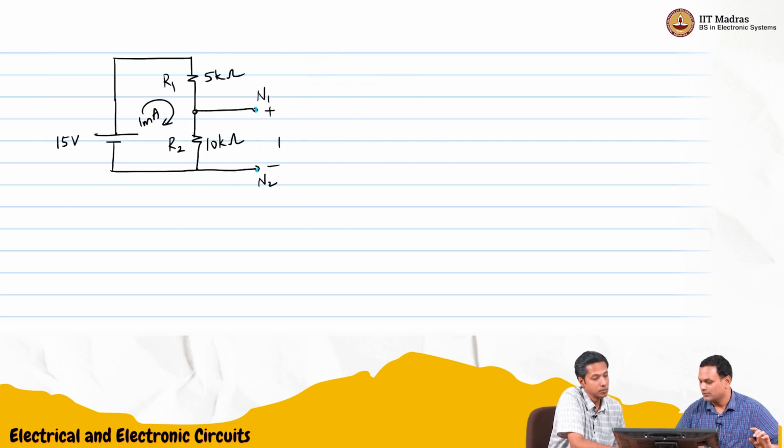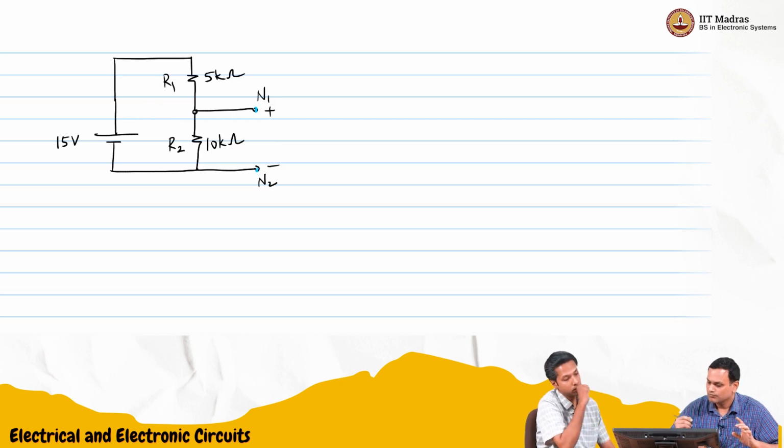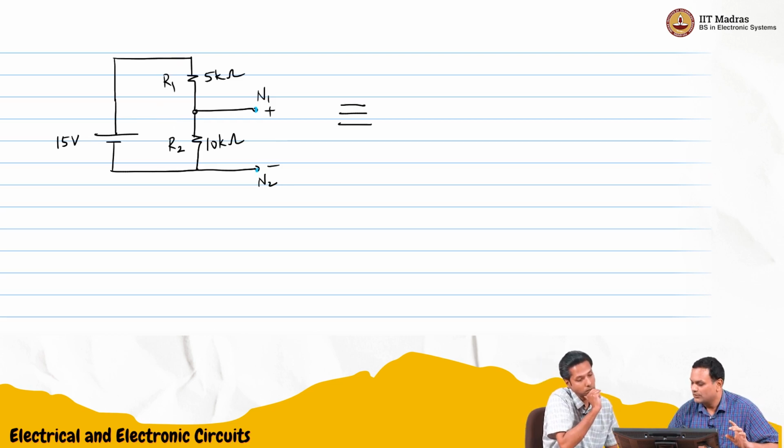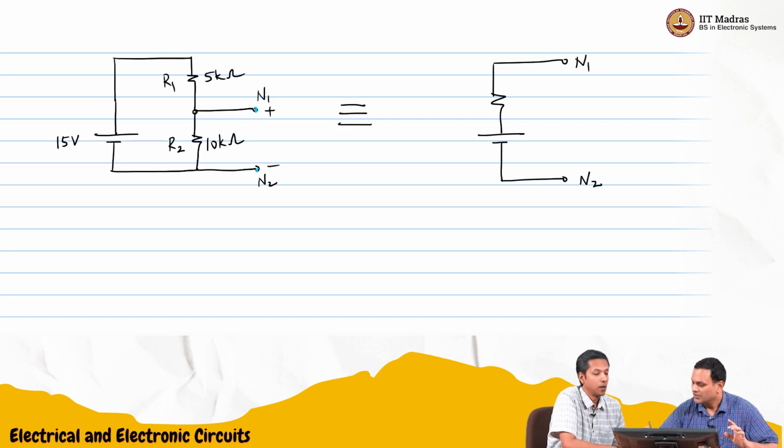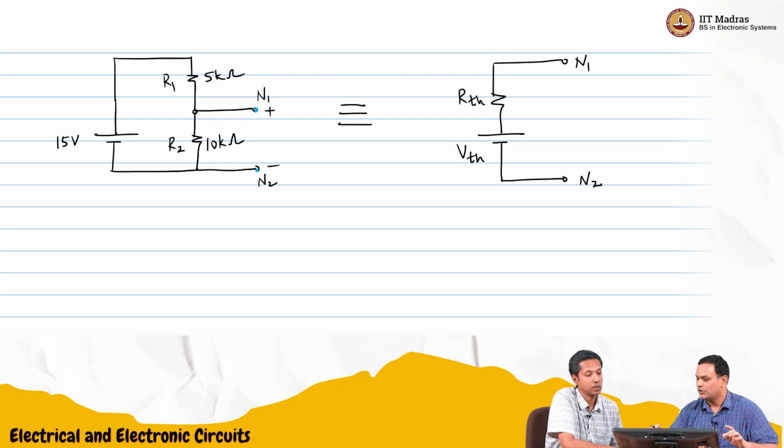Let us say I take this network. We said 5 kilo ohms, 10 kilo ohms. So across N1 and N2, we are now saying that this network is identical to this. So we have some VTH and some RTH, Thevenin voltage, Thevenin resistance. This is identical, so you can connect anything across N1, N2. We just need to find out what these values are.